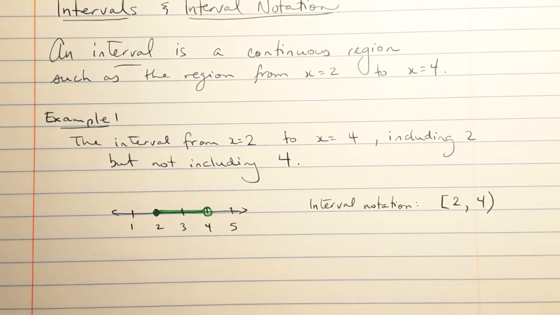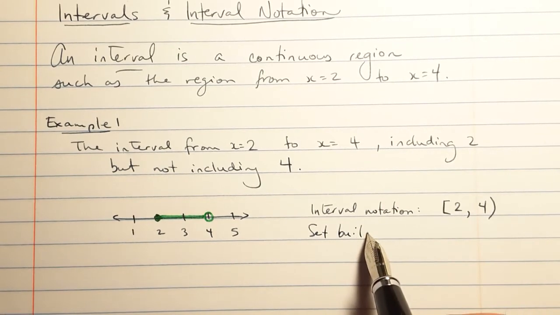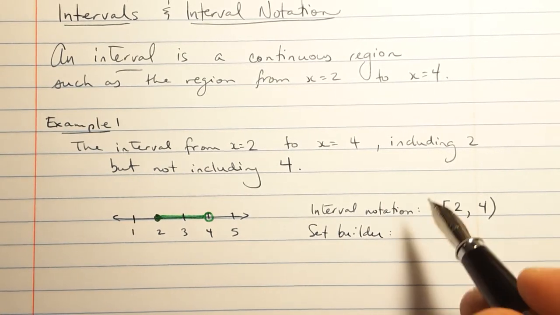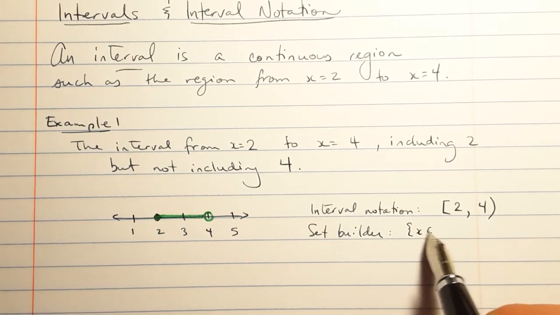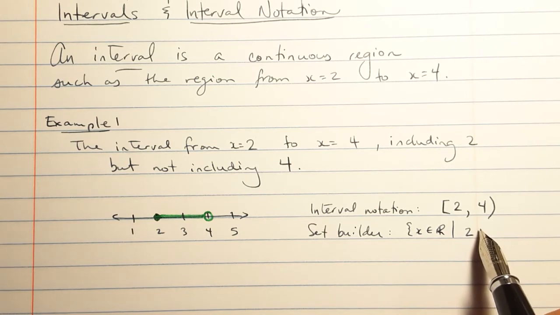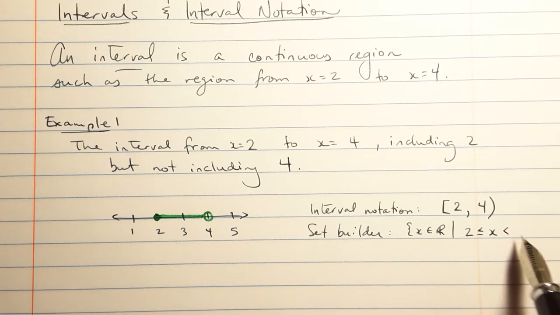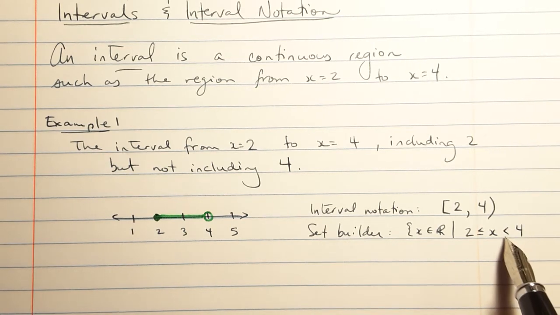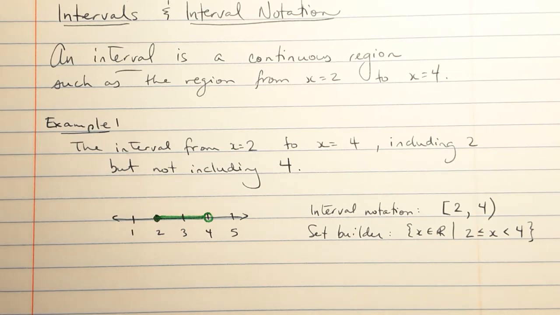Now a set builder way to write this, which is the way that we often write domain and range sets, you could write something like this. The set of all x values that are real numbers such that 2 is less than or equal to x, which is strictly less than 4. See how I didn't put an equal sign there? Just less than 4. So that's the set builder version.